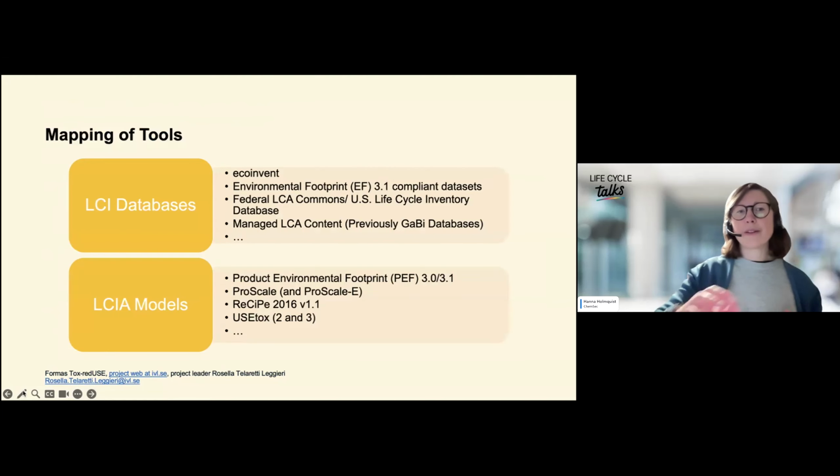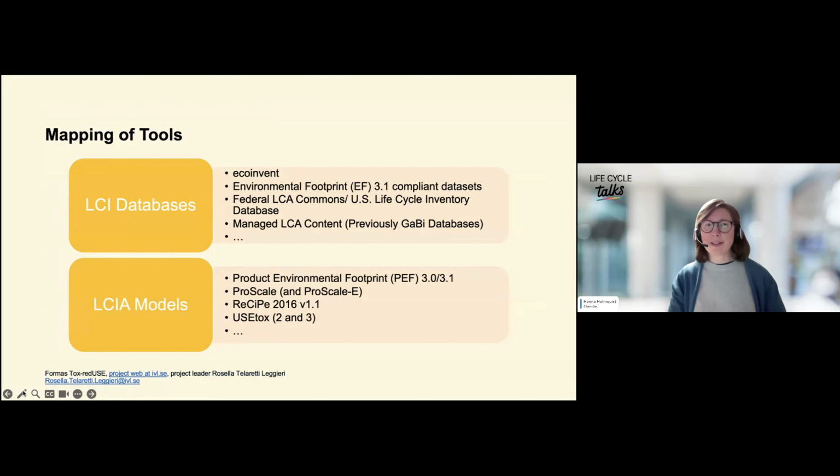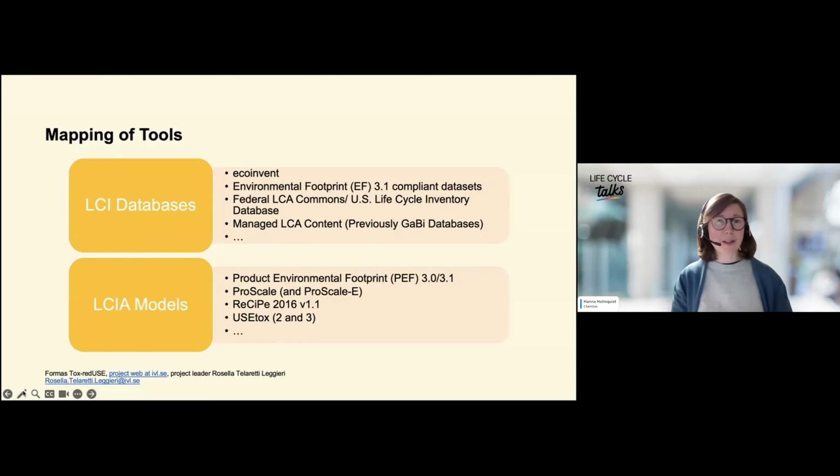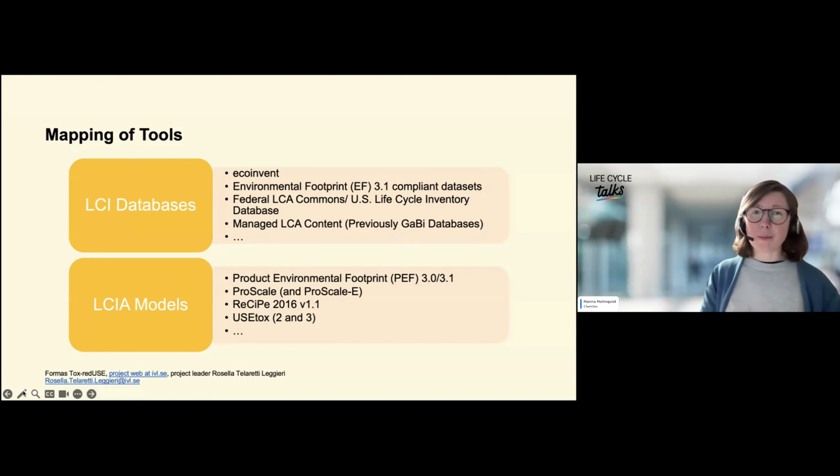The mapping of tools includes a number of inventory databases and impact assessment models. This list is not exhaustive. Go visit the report to see the full thing. But on the inventory databases side, we see there are a number of databases, for example, EcoInvent and the EF compliant dataset that includes chemical flows. But we also saw that none of them are explicitly derived to be used for chemical footprints. So the user has to be very aware of the expected chemical emissions from the system under study to make sure that the database selected will do the job, or if it needs some complementary actions.